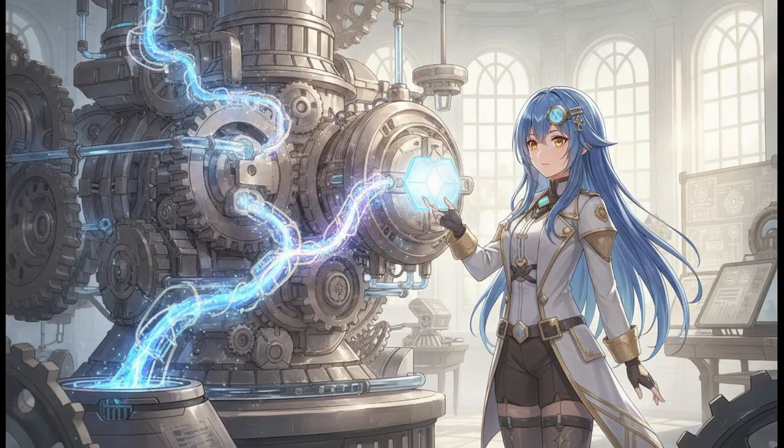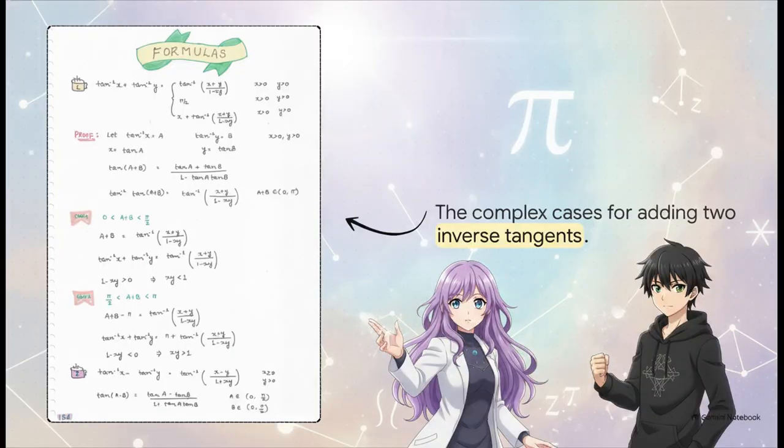Now, fair warning, once we start adding these inverse functions together, the formulas do get noticeably more complex. And that's because context is everything here. The actual values of your variables entirely dictate which version of the formula you have to use. Take a look at these formulas for adding two tangent inverses. Notice how the single formula fractures into totally different cases.